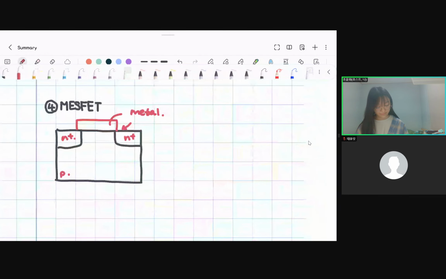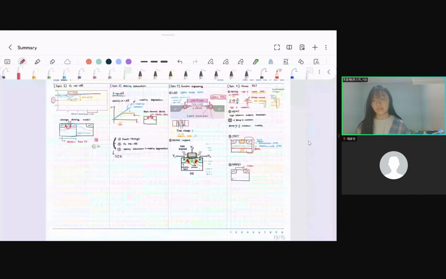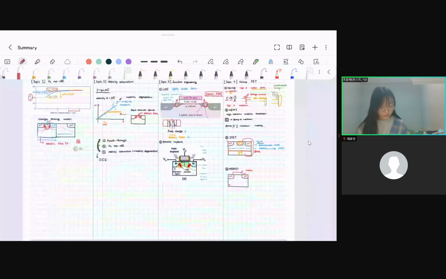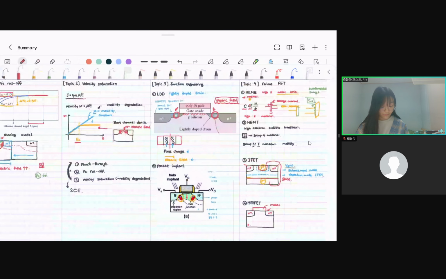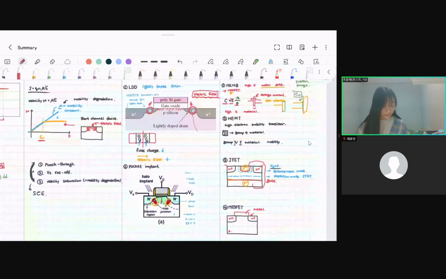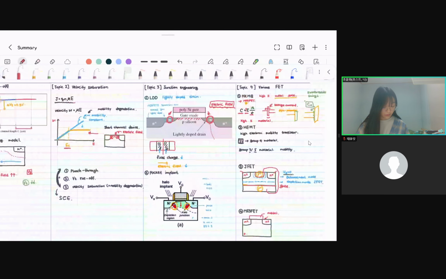So this time we reviewed the various short channel effect phenomena, and we also learned the solutions for reducing the short channel effect, and we also learned about the various field effect transistors.